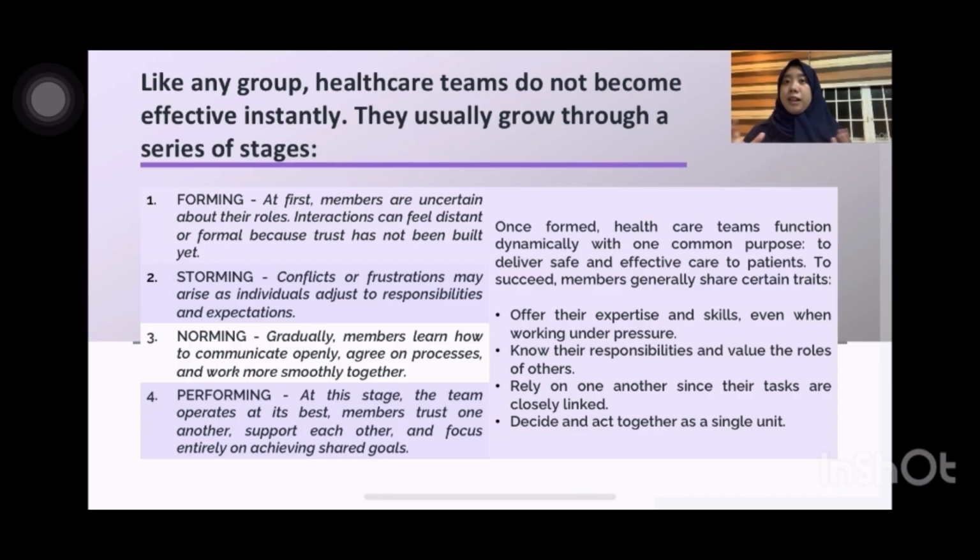Once formed, healthcare teams function dynamically with one common purpose: to deliver safe and effective care to patients. To succeed, members generally share certain traits. They offer their expertise and skills even when working under pressure, know their responsibilities, and value the roles of others. Rely on one another since their tasks are closely linked. Decide and act together as a single unit.